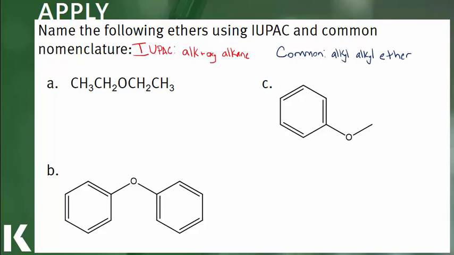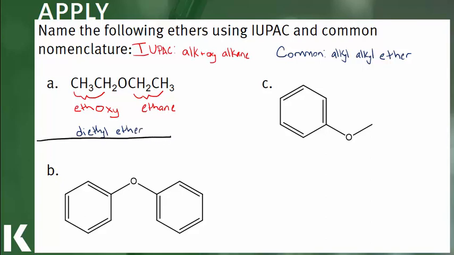Starting with A, look at each substituent on either side of the oxygen. We see an ethyl group here and an ethyl group here. Since both alkyls are equivalent, the IUPAC name would be eth-oxy-ethane. For the common name, we don't have to worry about alphabetizing. While our first reaction would be to call this ethyl-ethyl ether, we can actually condense this to diethyl ether.